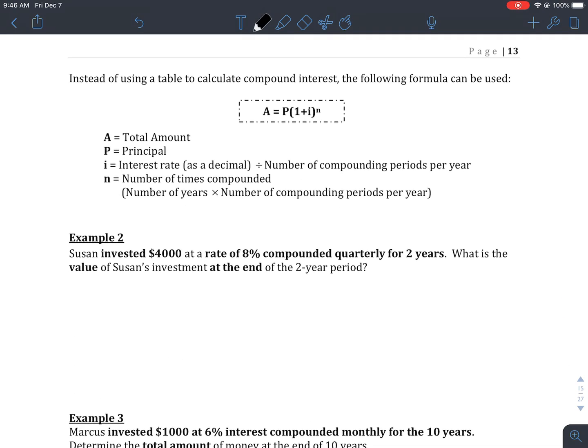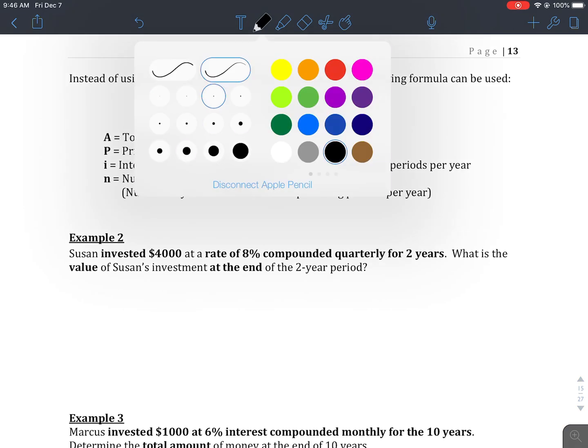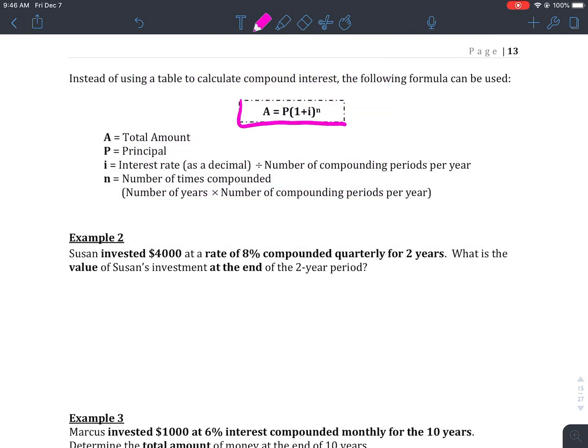Now, it's going to be really long and tedious to do every single time. So there is a formula for you which will allow you to calculate any given year as long as you have most of the information. So A this time stands for the total amount of money. In simple interest, our formula was I equals PRT, where I was only the interest amount. This other formula that we're getting, it stands for the total amount of money, so principal including interest.